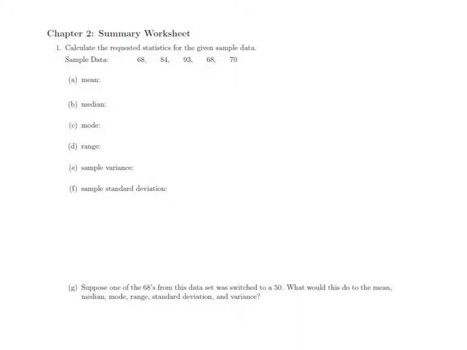So the first thing we should do is find the mean. To find the mean, we have to find the sum of these numbers. I did this with a calculator, and I found that the sum was 383. Then to find the mean, we divide by how many numbers we have, and that's 5. Rounding a little bit, I got a mean of 76.6-ish.